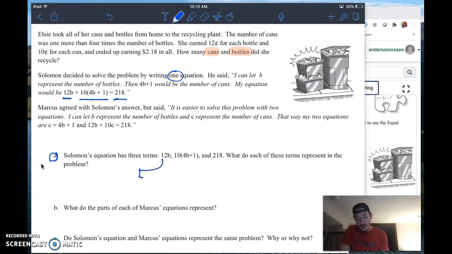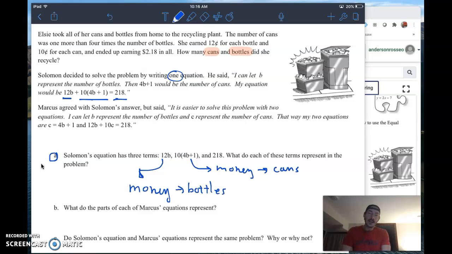This right here, the 12B, because she gets 12 cents for each bottle, this is the money from bottles. Okay, and then he's got 10 times (4B plus 1). This right here is going to be the money that Elise, it's a she, makes from cans. And the reason we know that is because she's making 10 cents for the cans, and she's got 4 times the number of bottles plus 1 more. So 4B plus 1 represents the cans.